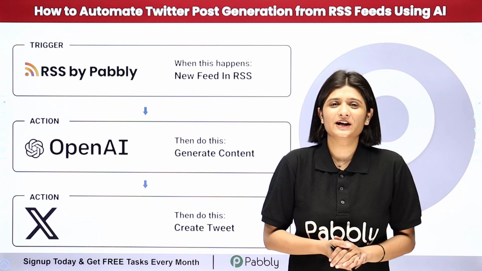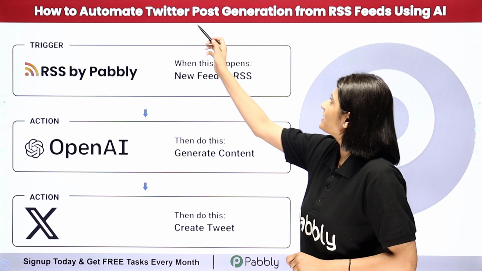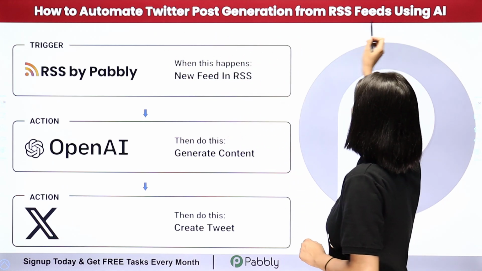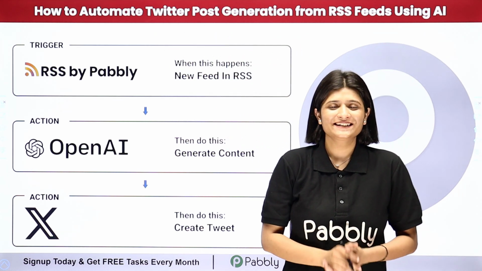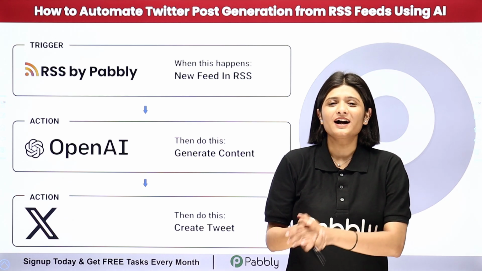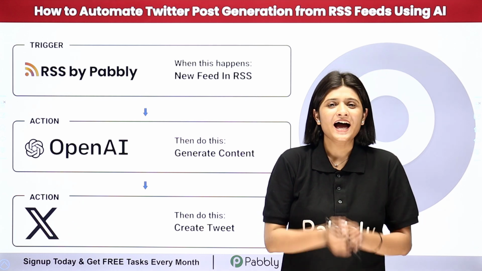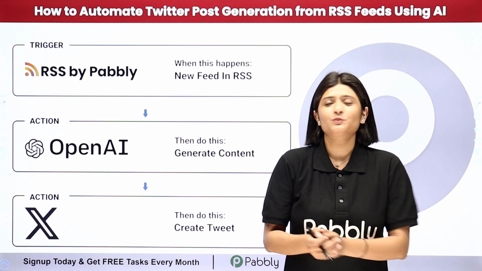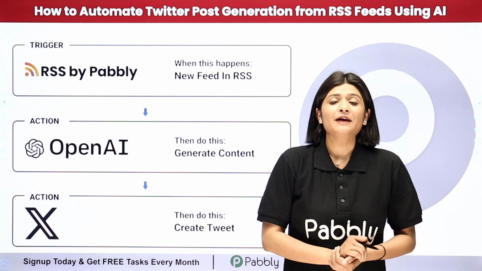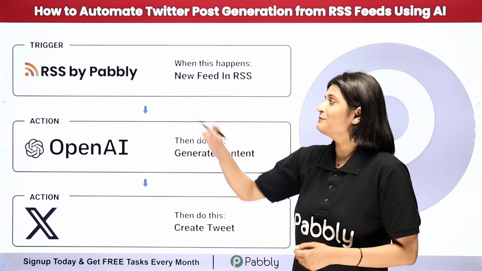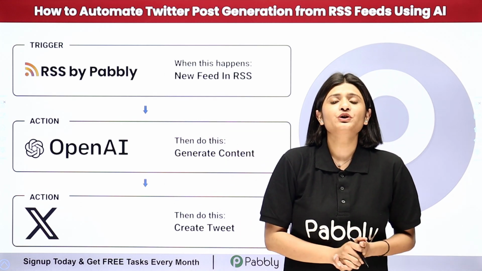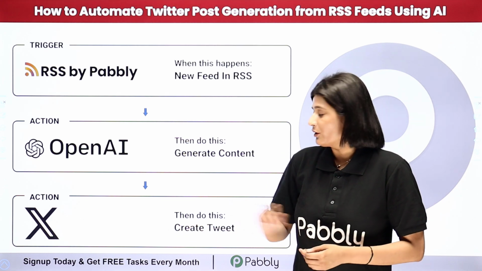In this video, we are going to learn how to automate Twitter post generation from RSS feeds using AI. So let's suppose I am running a digital marketing agency and I want to increase my online presence, and for that I regularly want to post on Twitter. Now I am collecting all my news feeds with the help of RSS and I want to create a post for this, for my Twitter.